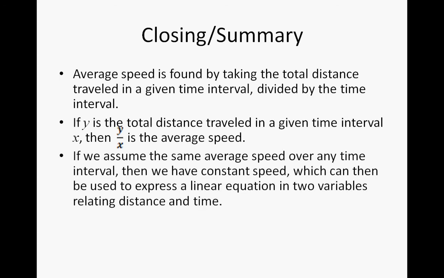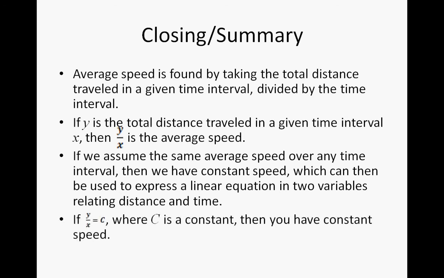If we assume the same average speed over any time interval, then we have constant speed, which can then be used to express a linear equation in two variables relating distance and time. If y over x is equal to c, where c is a constant, then you have constant speed.